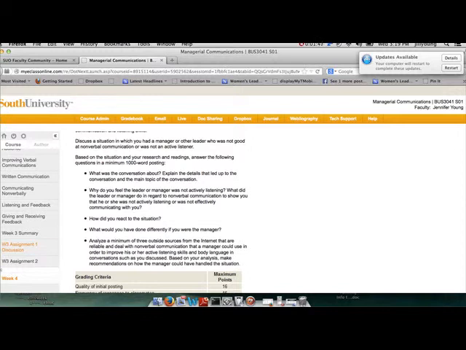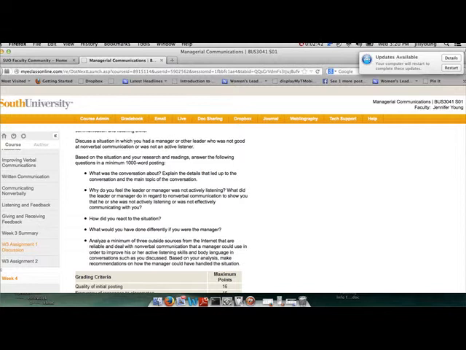And make sure, if you look at that very last bullet, it says analyze a minimum of 3 outside sources from the internet that are reliable and deal with nonverbal communication in a manager. So basically you want to do that research too. You're thinking back, analyzing the situation that applies, answering the questions about that past experience with the manager that you had, and then doing research, making sure to use reputable sources. You're going to do the research to find some skills, some types of actions that would have helped this person, whether they were a poor listener.